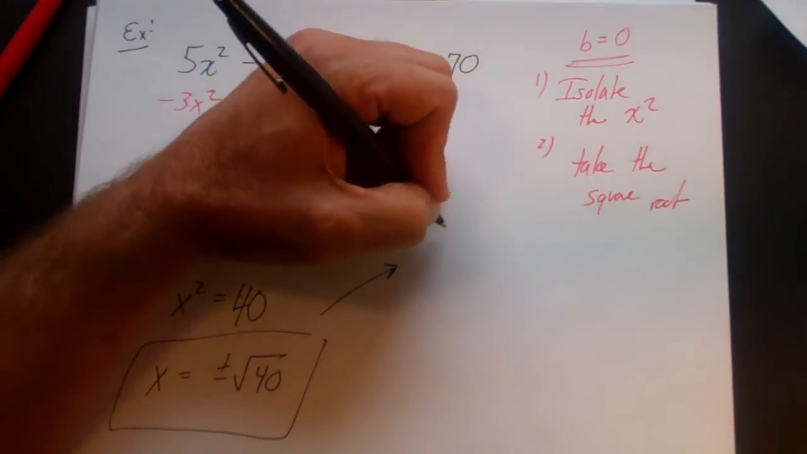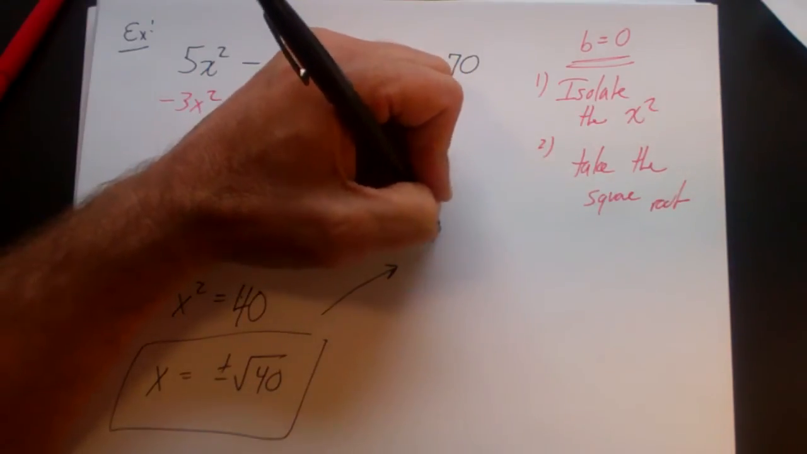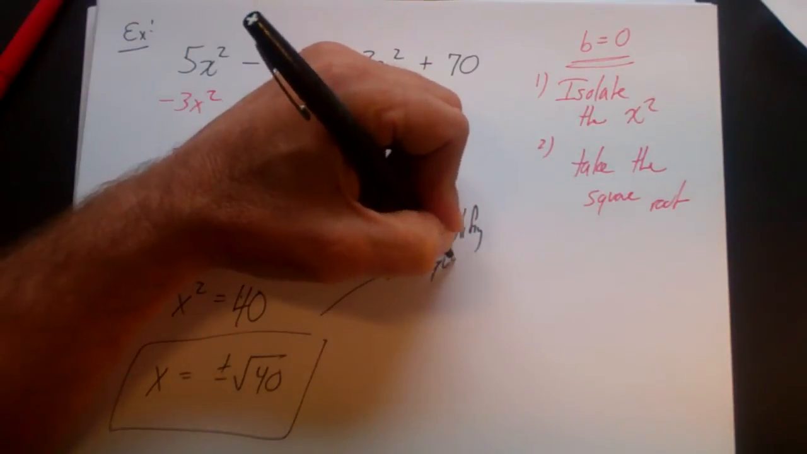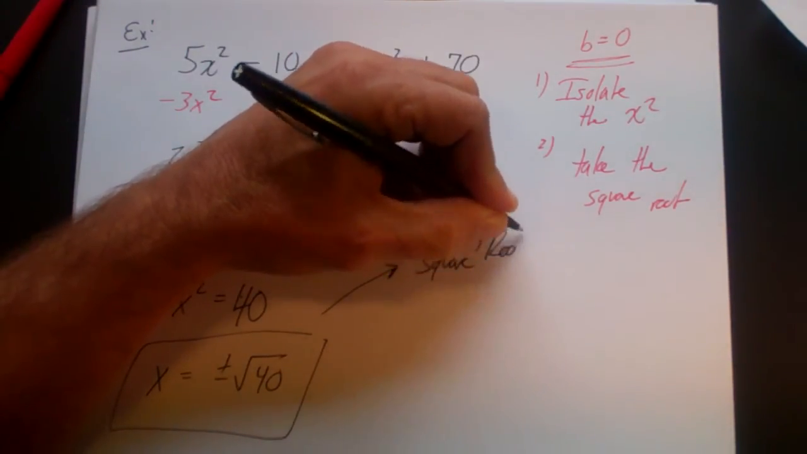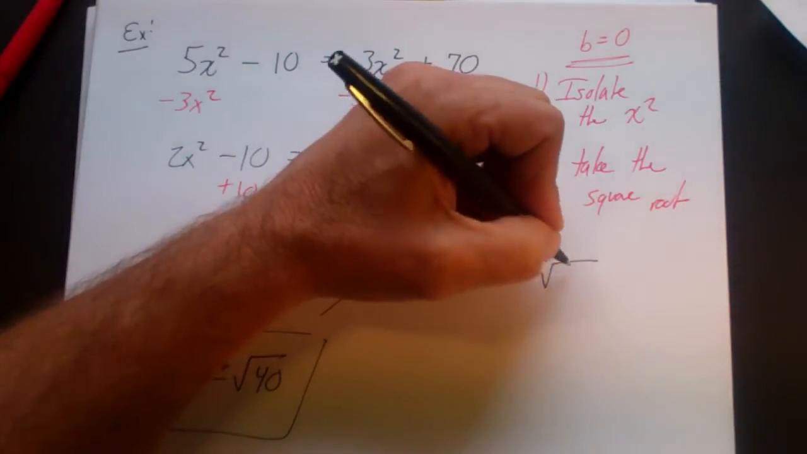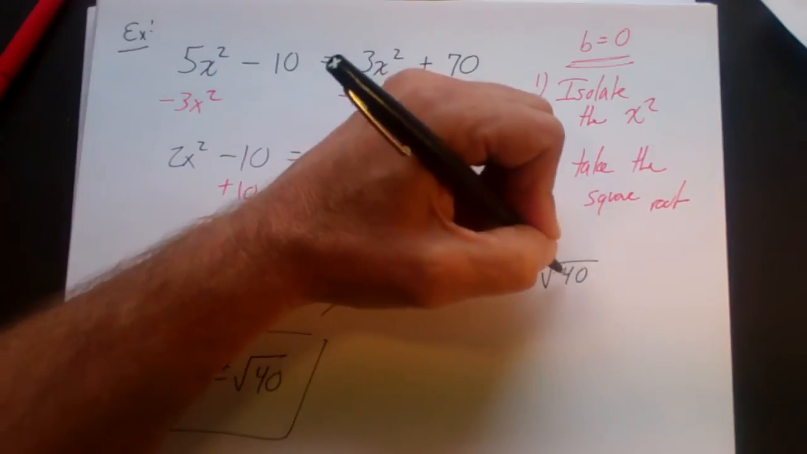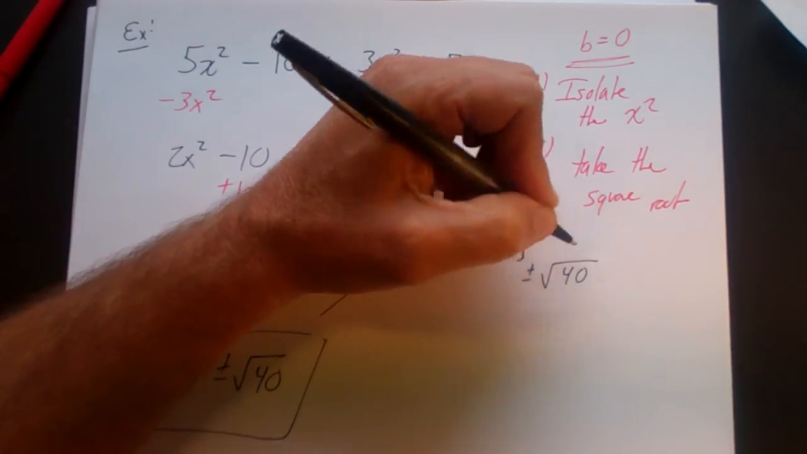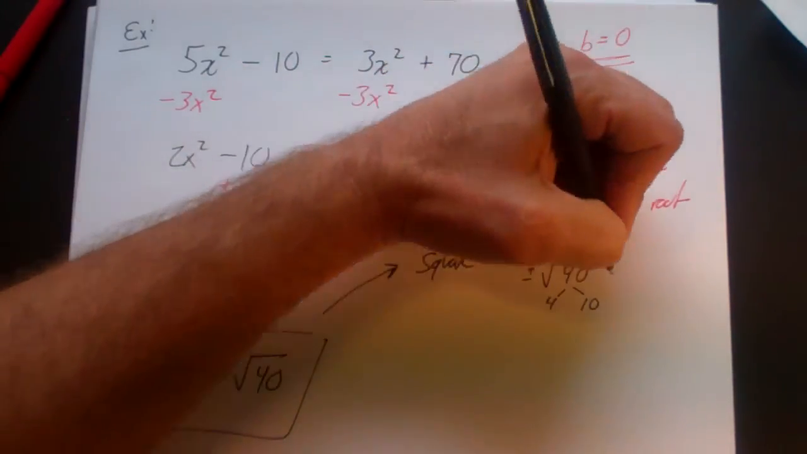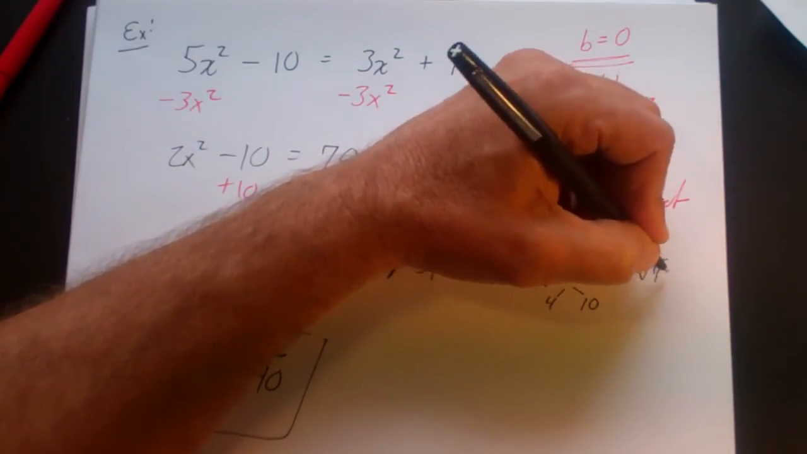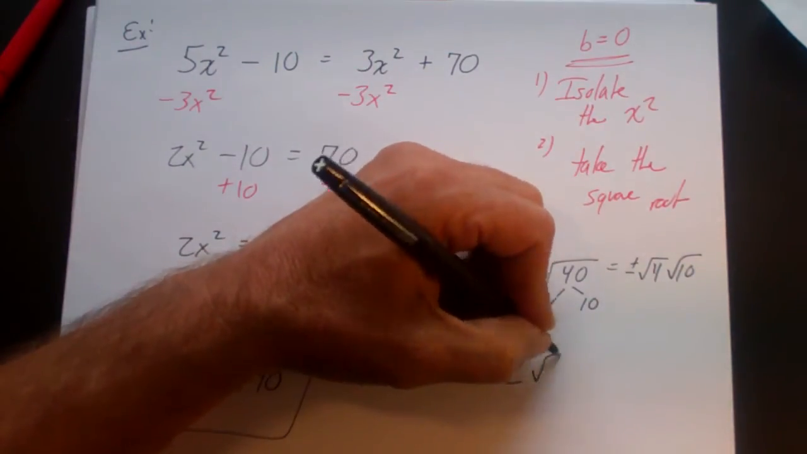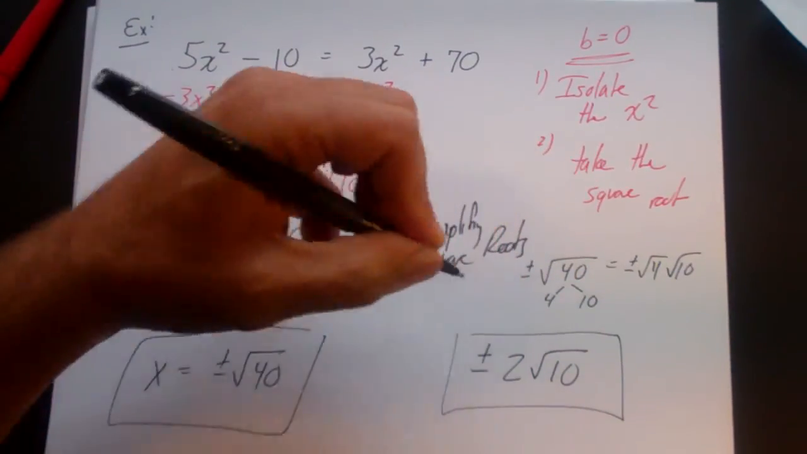Now, if you need help with simplifying, there's a video on simplifying square roots, and you can watch that and review. The basic idea is the way that you simplify the square root of 40 is you find two numbers that multiply to 40, but one has to be a perfect square. So that's going to be 4 and 10. So the square root of 4 times the square root of 10, and the square root of 4 is 2, so your final answer is 2 square root of 10. And that's how you do it.